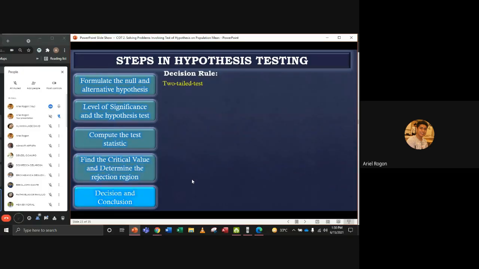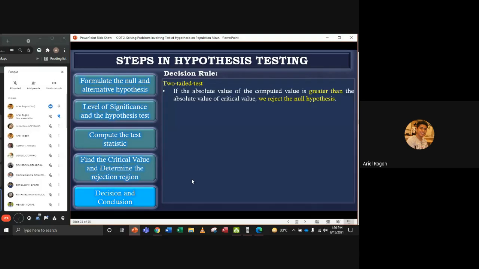And last, how are we going to decide after na na-determine natin yung rejection region? If the given problem is a two-tailed test and the absolute value of the computed value is greater than the absolute value of the critical value, we can decide na i-reject natin yung null hypothesis.